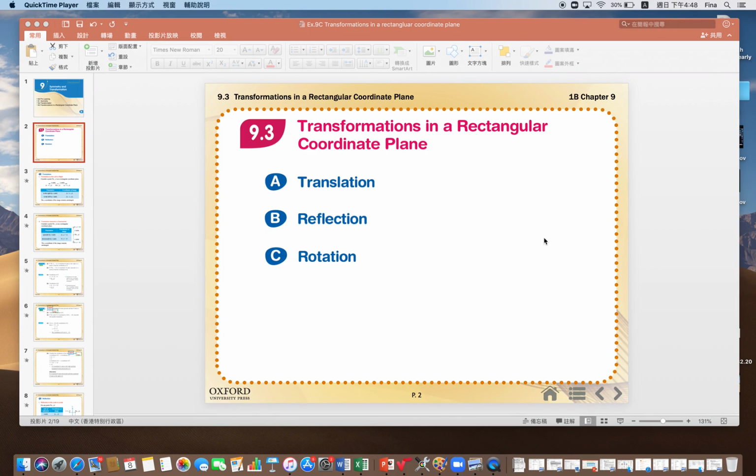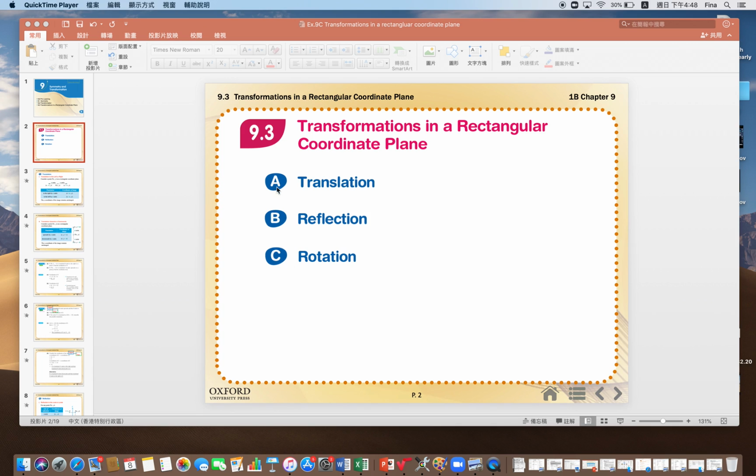Go to the last section of transformation. For the transformation, now we are going to consider the transformations in a rectangular coordinate plane. That means other than the drawing, we need to calculate the coordinates after the transformation.